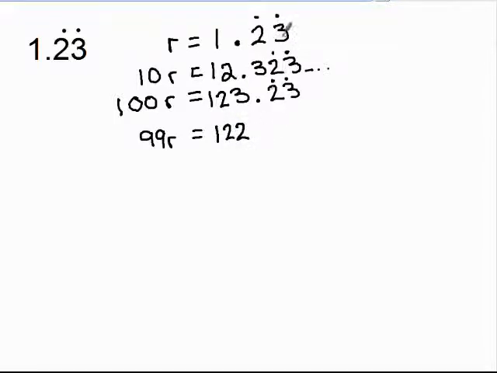The recurring decimals cancel each other out, so this time we're left with r equals 122 divided by 99. You could leave this as an improper fraction or return it to being a mixed number. If we take away 99/99ths, we've got one whole number, and we should be left with 23 over 99, which is our final answer.